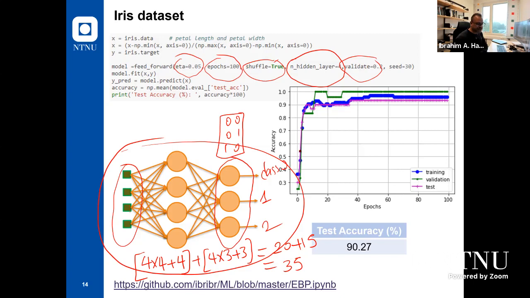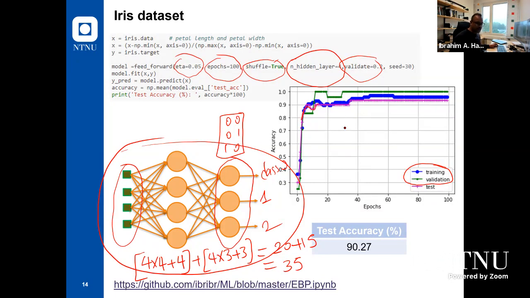So in the graph here, we can see the training. I'm plotting the accuracy, in fact. So we have the training accuracy, validation, and testing. It is very important to look into the training and validation, in fact. So the blue one and the green one, they are very important, right?